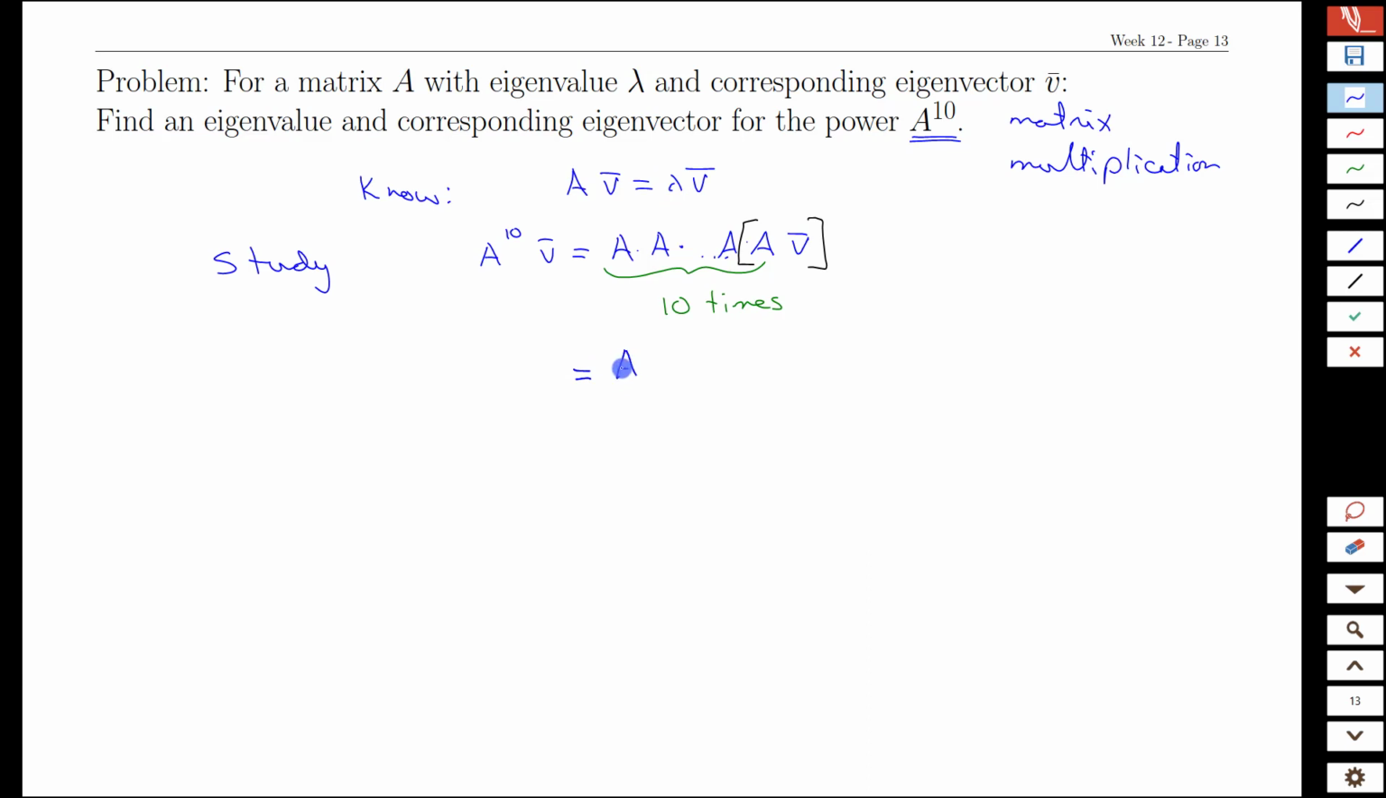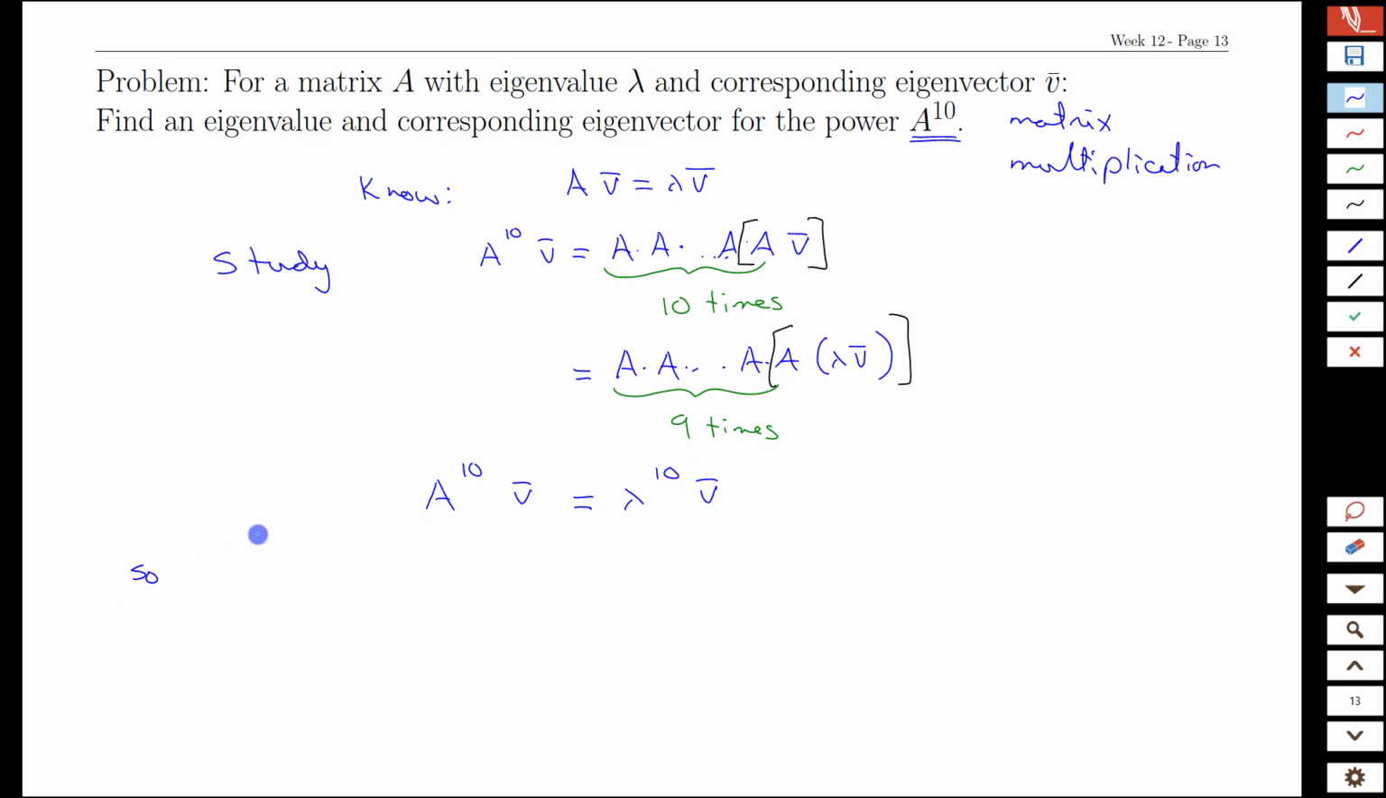So now we have A times A times A times A. This time it's only 9 occurrences, though. And we have our lambda v here. Well, guess what? We just do that over and over again. I have 9 things. I can go down to 8 A's and multiply one of these in, and I'll get lambda squared. And I think you can see the trend here. At the end of the day, we're going to get lambda to the 10 v's. So we started with A to the 10 times v, and we get a much simpler expression, lambda to the 10 times v, after we simplify.